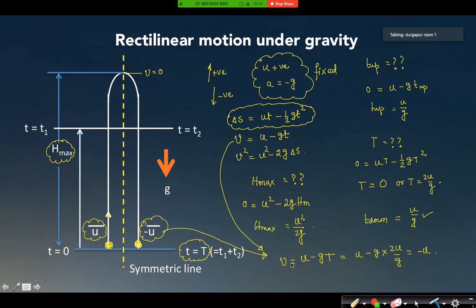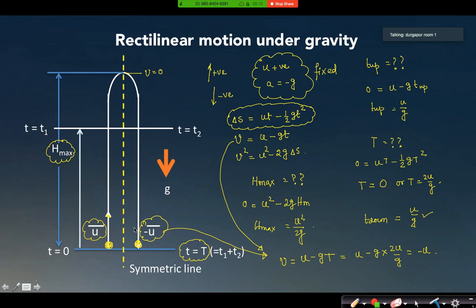Sir, we can use the third equation, v square equals u square minus 2g delta s. Then we put delta s equal to 0. Yes, you can say that v equals plus or minus u. So initially it is plus u, and finally it will be minus u. That is also correct. Right?